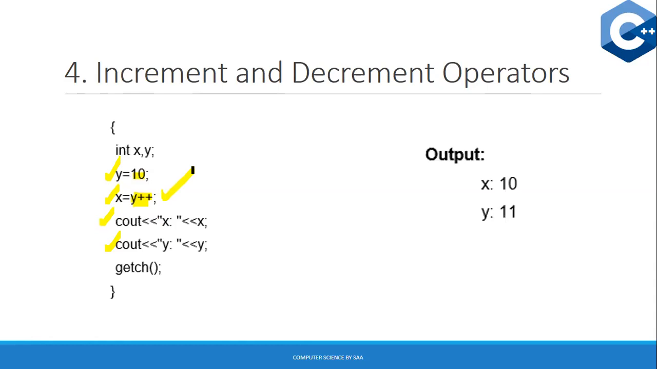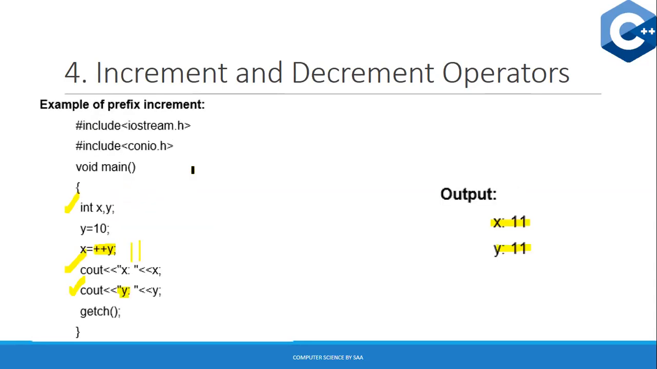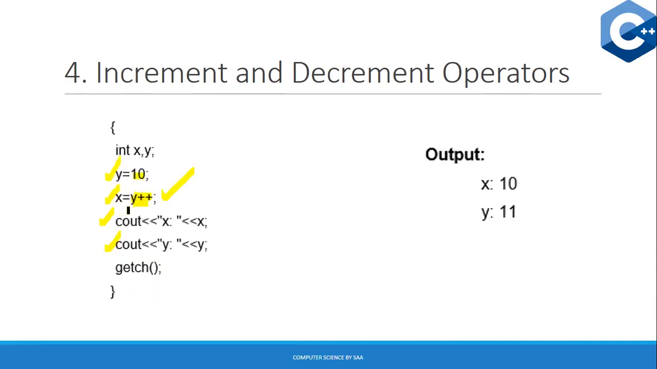I am moving back to the previous slide so that you can have a better idea. Here you can see prefix notation ++y. First of all, it will add to the value and then it will print the value. But here, in postfix, it will print the value and then it will add. So that's why we have got the result x = 10 and y = 11.